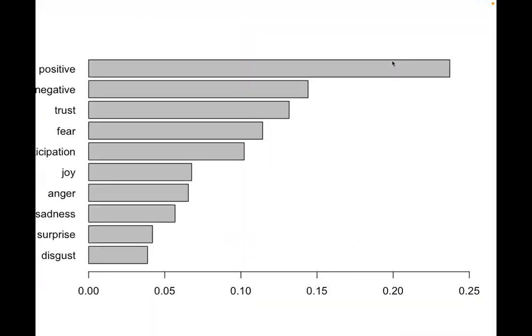So we have this: positive, negative, trust, fear, anticipation, joy, anger, sadness, surprise, and disgust.